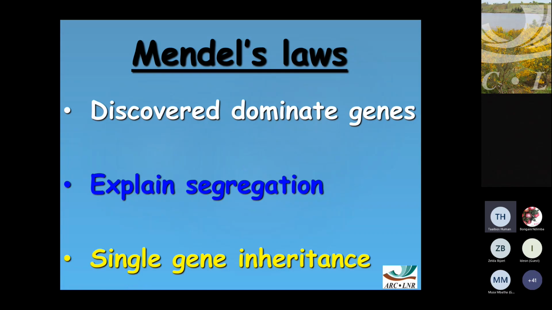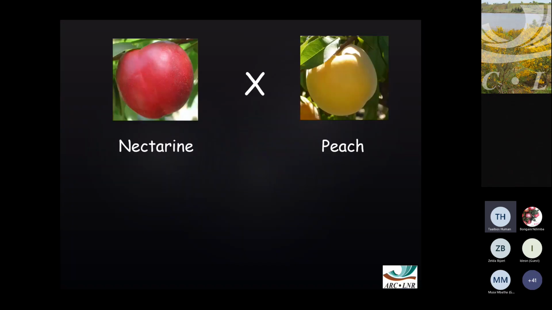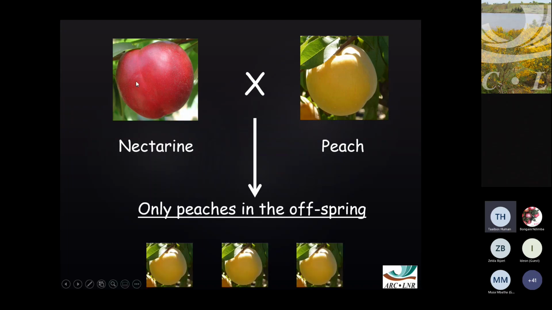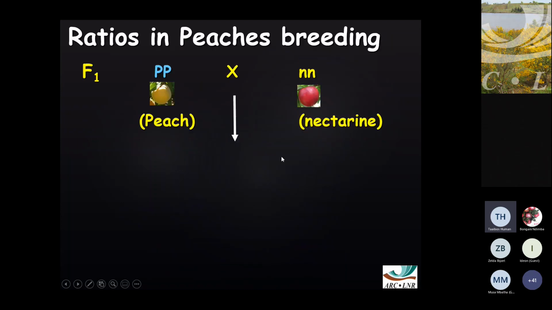Mendel's laws: he discovered the dominant effect of genes, and he could explain segregation, and single gene inheritance was actually the foundation of his laws. And coming back to our problem of how, if you cross a nectarine to a peach, only the offspring is peaches, we can now explain it using his model, where we can postulate that the peach is homozygous for the big P, and the nectarine has small n's for recessive genes.